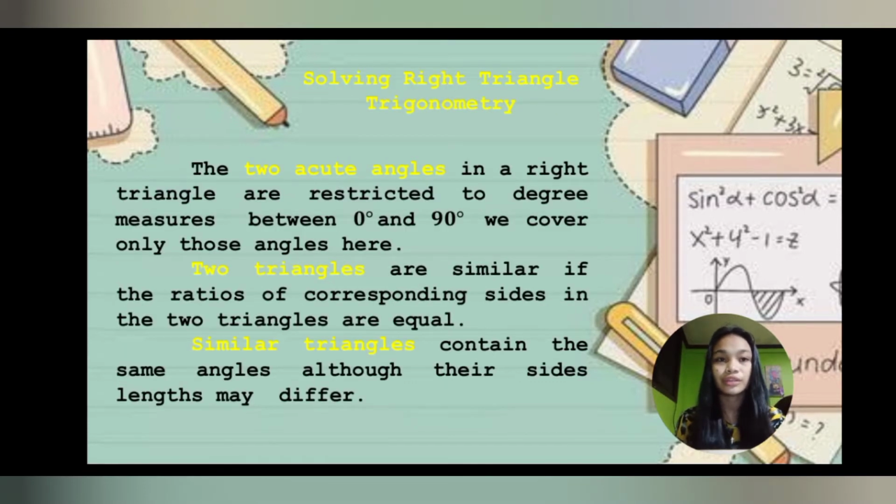For solving our right triangle trigonometry, the two acute angles in a right triangle are restricted to degree measures between 0 degrees and 90 degrees. We cover only those angles in solving our right triangle. Two triangles are similar if the ratios of corresponding sides in the two triangles are equal. Similar triangles contain the same angles although their side lengths may differ.